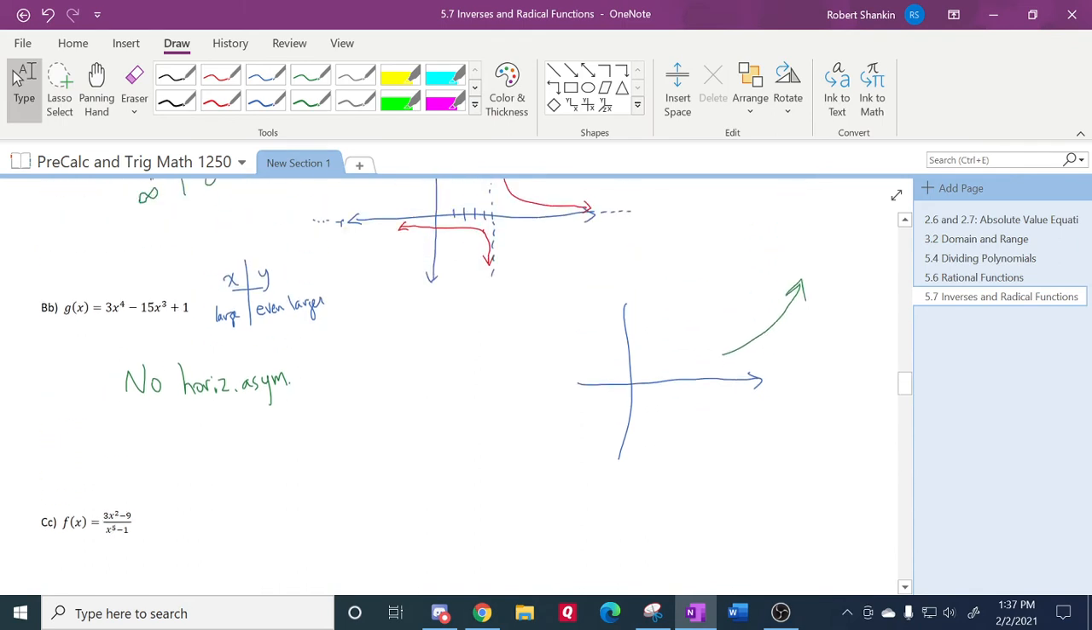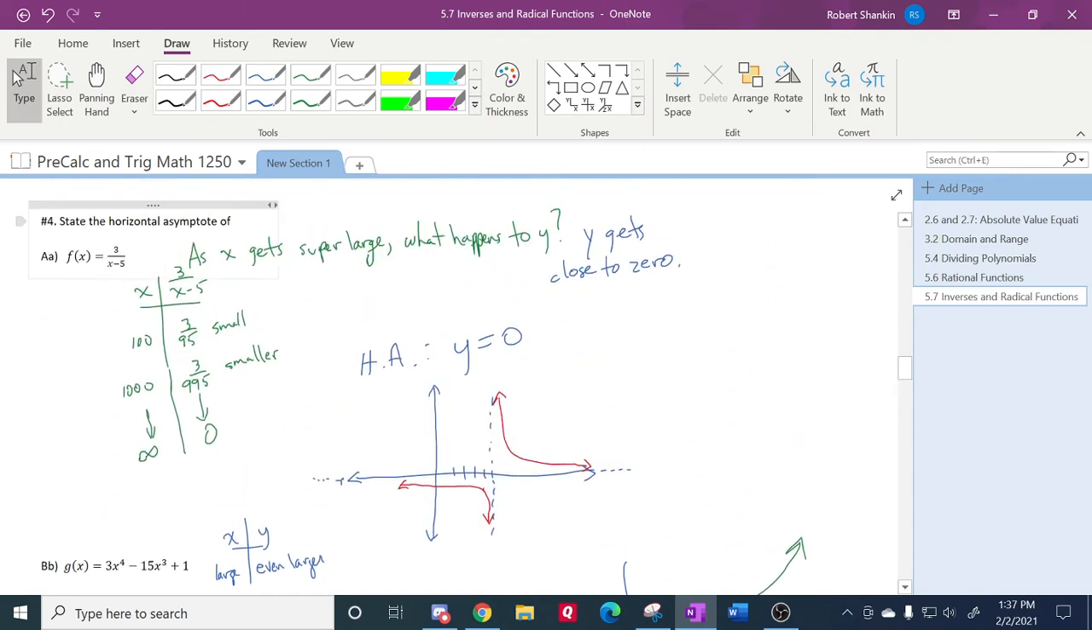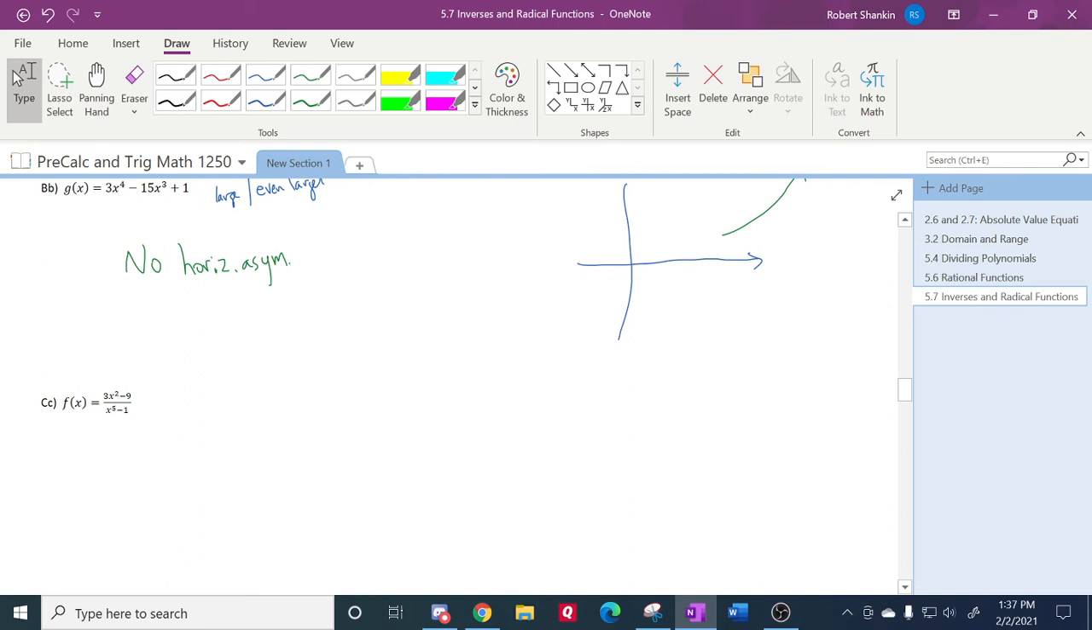For C, the directions again are: state the horizontal asymptote. Just copy that again. State the horizontal asymptote of that one.